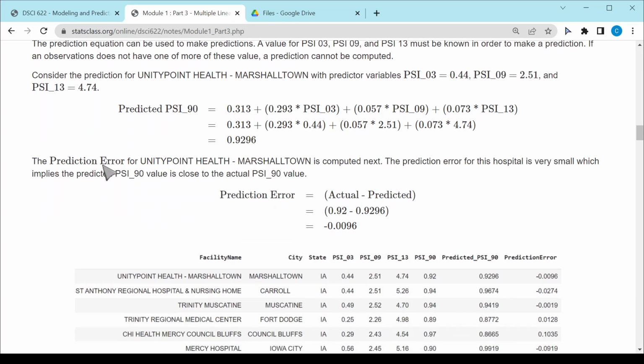The prediction error is simply computed by taking the actual minus the predicted. The actual value for this hospital is 0.92. The predicted value for this hospital is 0.9296. So my prediction error is pretty close to zero here. It's pretty small. It's a little bit negative. So my predicted value is just a little bit too high.